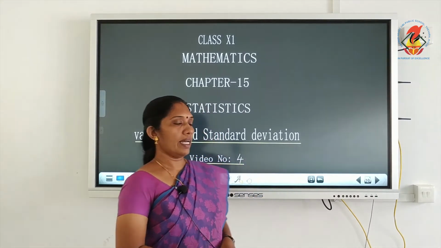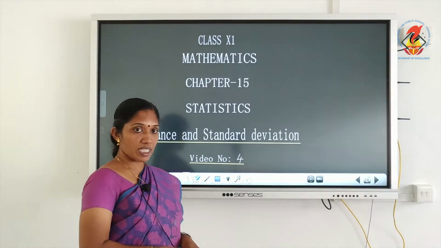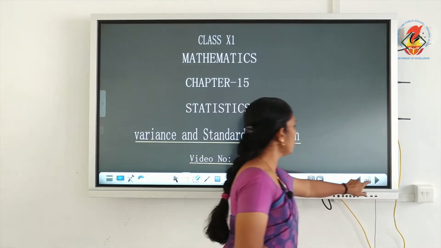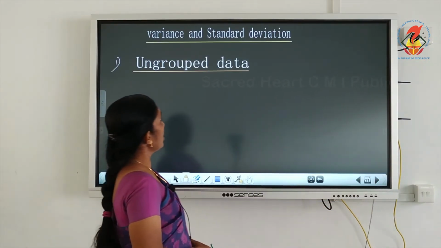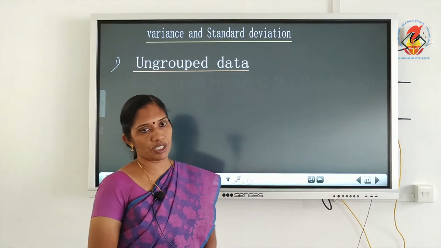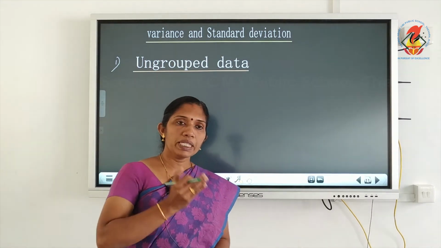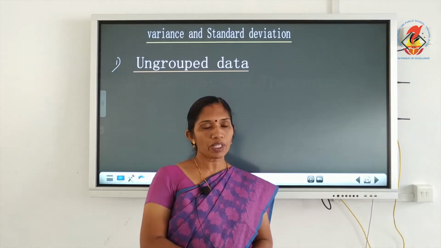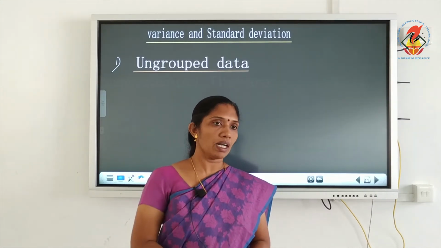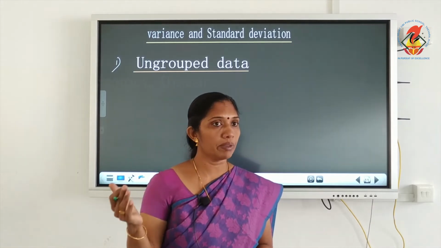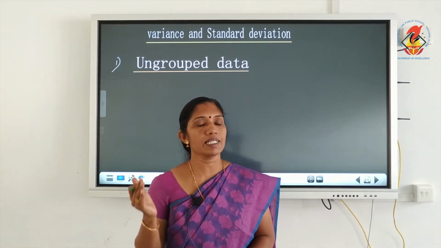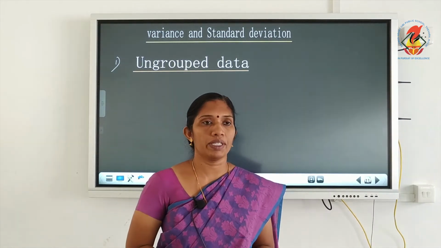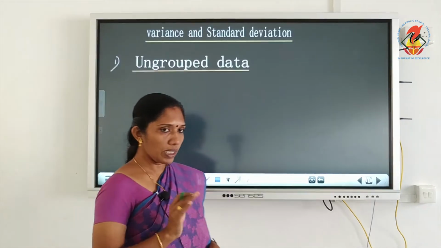So another measure of dispersion is standard deviation. Now we have to learn what is variance and standard deviation. In mean deviation, we are considering the absolute value, modulus xi minus x bar, or for mean deviation about median, it is modulus xi minus M. Instead of absolute value, here we are taking the squares. That is the only difference.